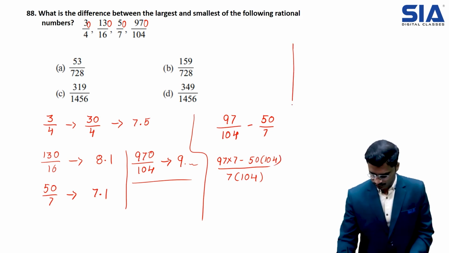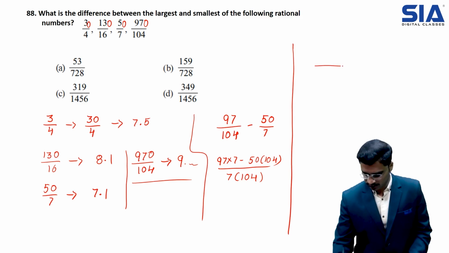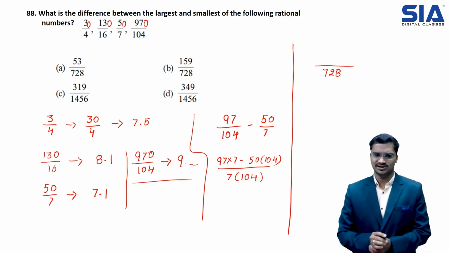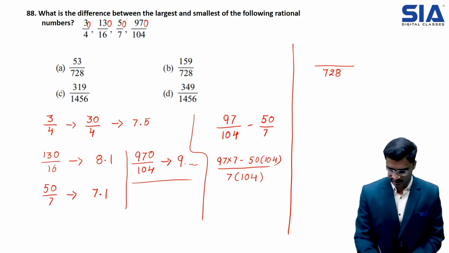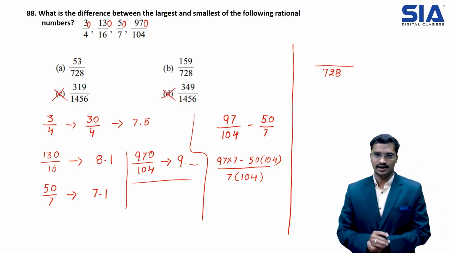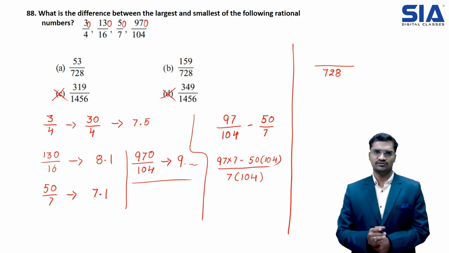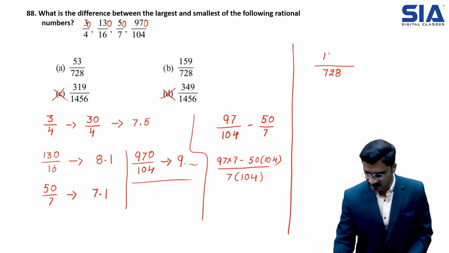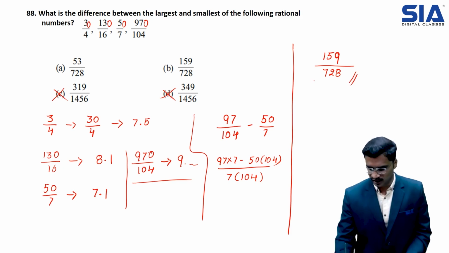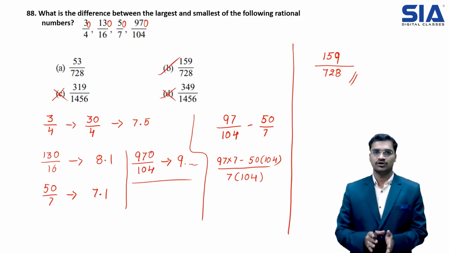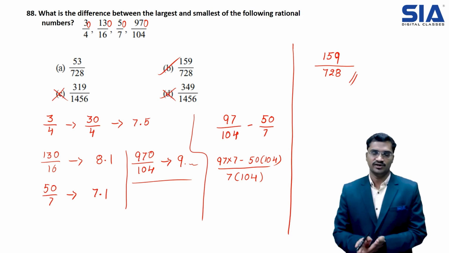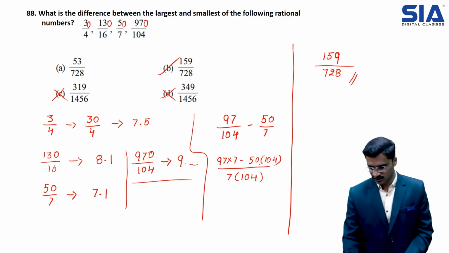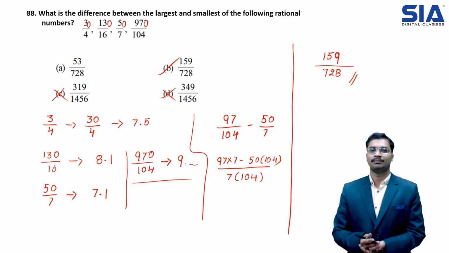In the denominator we are getting 7 4 7 the 28, 728. So in the denominator we should get the value 728. There are only two options with 728, so this option is neglected. After subtracting these values, I am getting my numerator as 159. So our answer is 159 by 728. What you should do is multiply this value and this value and then subtract.